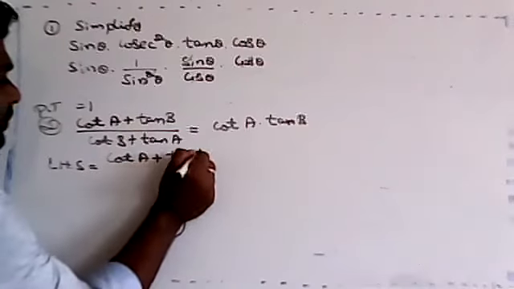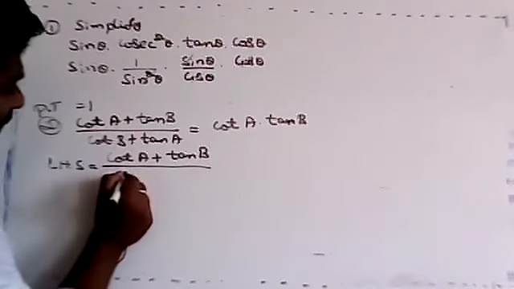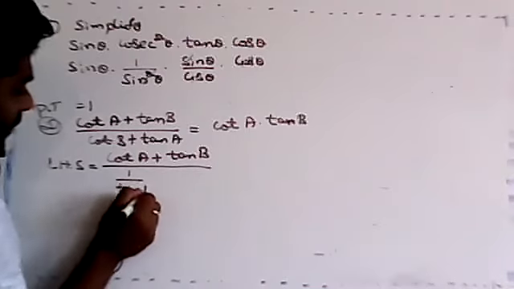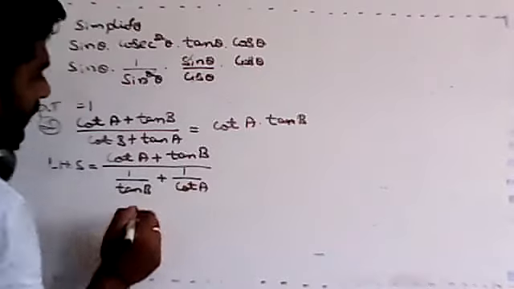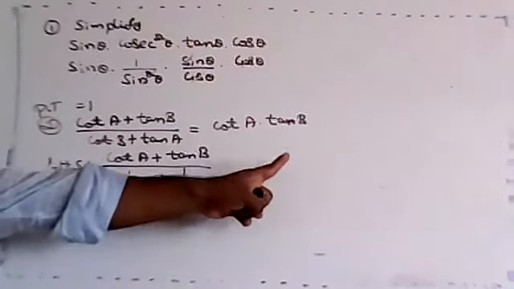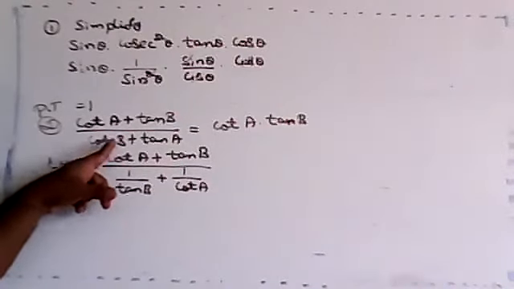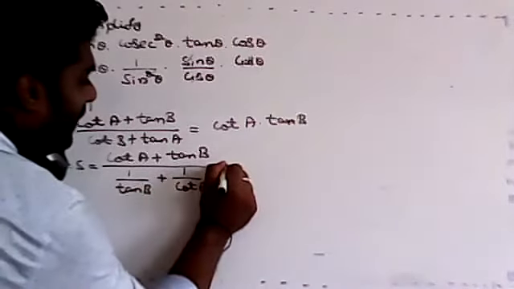Plus tan of B, I'm writing as it is, numerator. Correct? Next, not 1 by tan A, I'll go to the denominator. See, in the denominator cot B is there, no? Can I write this as 1 by tan of B, plus cot A we can write as 1 by cot of A? To get cot A tan B, how to cancel this? So I'm converting cot B as 1 by tan B, tan A as 1 by cot A. Now take the LCM here.